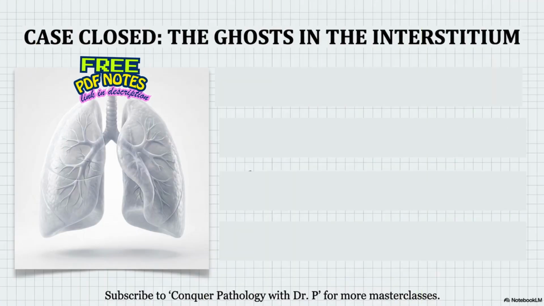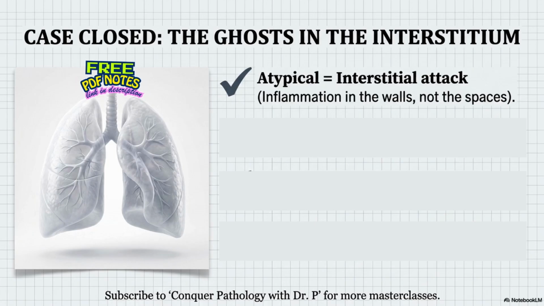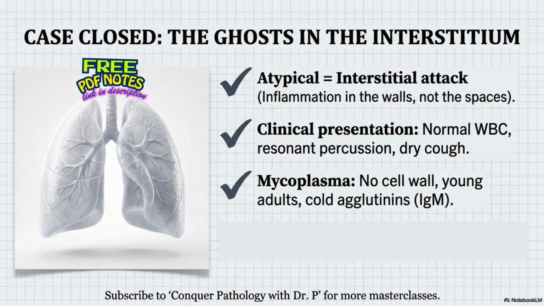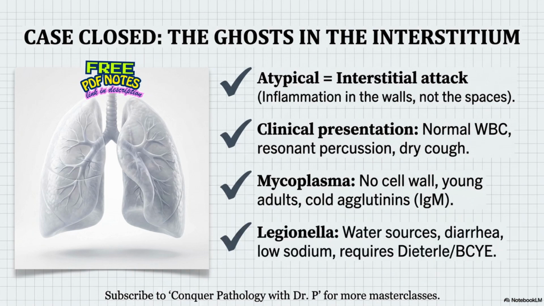That brings us to case closed on the ghosts in the interstitium. Remember, atypical equals an interstitial attack, meaning the inflammation is in the walls, not the spaces. This results in a clinical presentation of normal RBC, resonant percussion, and a dry cough. For Mycoplasma, think no cell wall, young adults, and cold agglutinin or IgM. For Legionella, think water sources, diarrhea, low sodium, and the need for silver stain and BCYE agar.